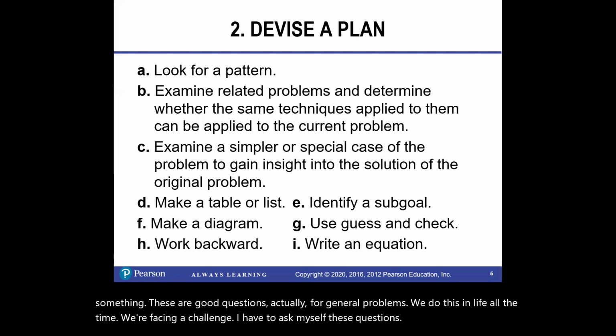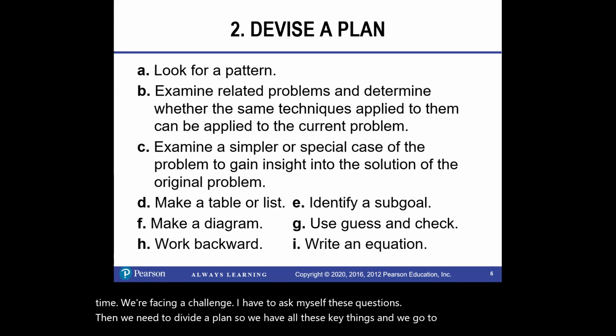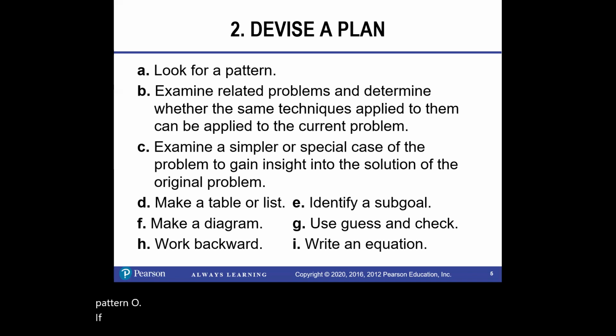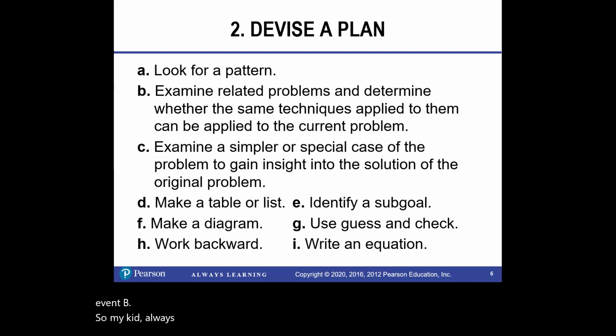Then we need to devise a plan. So we have all these key things. Then we go to devising a plan, and there are a bunch of different plans that are possible. One, we can simply look for a pattern. So if something keeps happening after something else, if let's say event A always happens after event B, so my kid always gets sick after I give them popcorn, well, that's a pattern, okay?